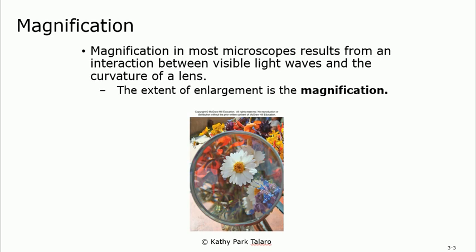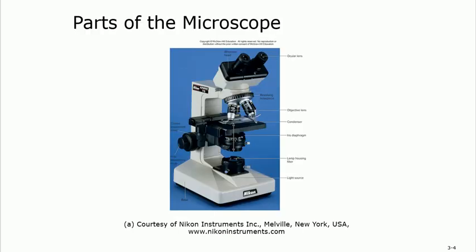So magnification is the extent of enlargement again, and it's just an interaction of the light waves of different lenses. The light wave goes to the curvature of a lens and then goes to the curvature of another lens, so it will be magnified at the end.